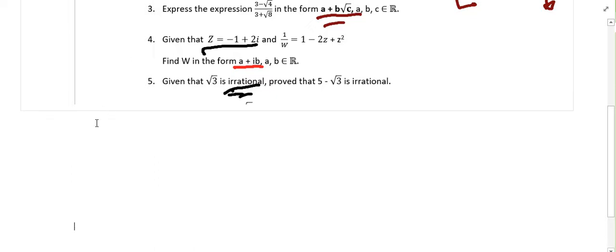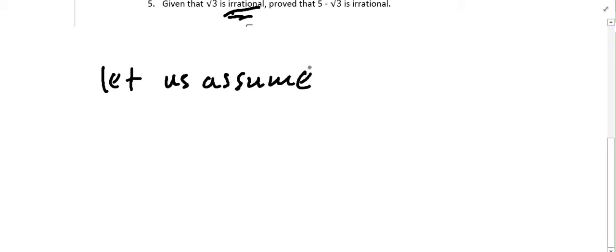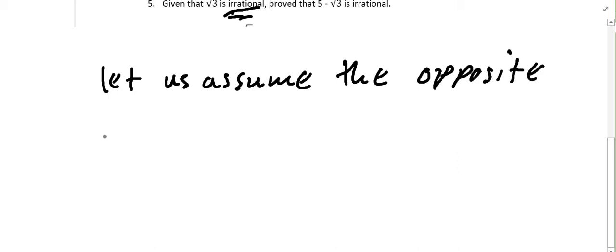So what we are going to do, ladies and gentlemen, is something very easy, and I'm sure you guys are going to understand. You are going to say, let us assume. So we are making an assumption. Let us assume the opposite. So when we assume the opposite, what are we simply saying?